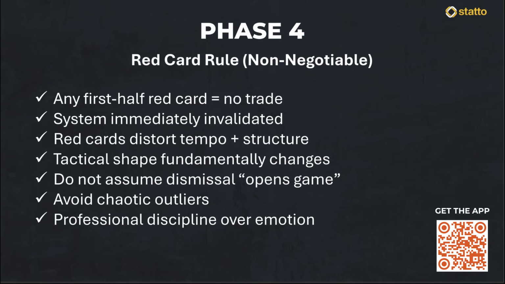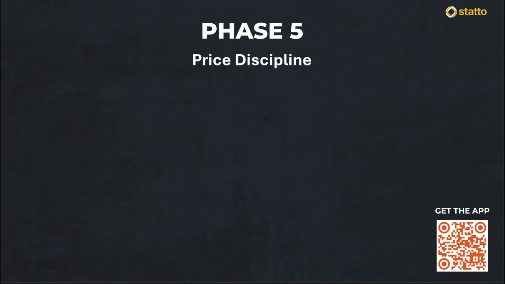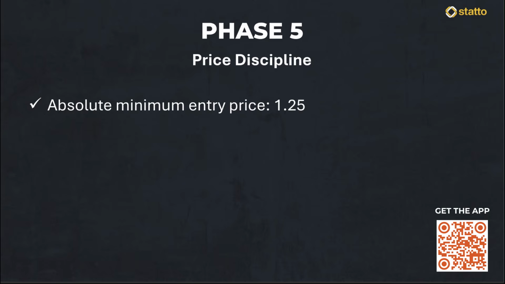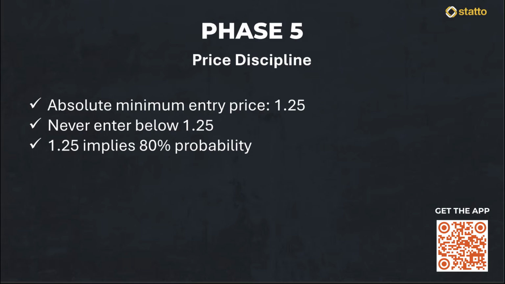On top of that, we have phase 5, which is price discipline. This is the mathematical anchor of the SHOG system. We never ever enter a trade at odds below 1.25. Why this matters is that at odds of 1.12 or 1.15, your implied probability is so high that you have zero margin for error. Even with a high strike rate, the math will eventually catch up with you.